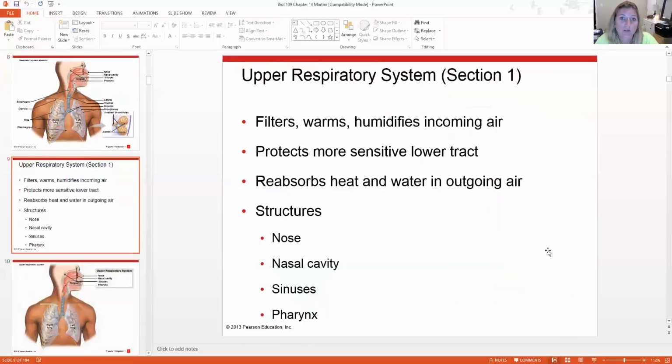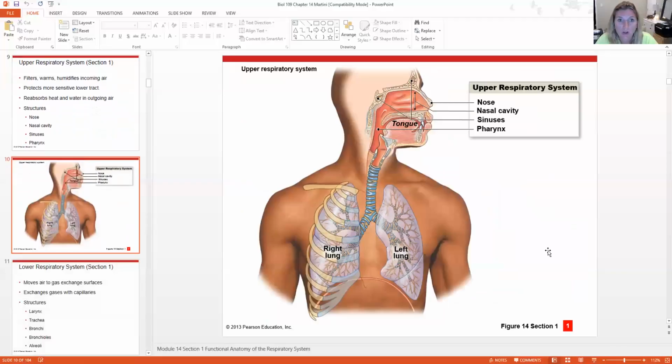So let's first talk about our upper respiratory system. Our upper respiratory system warms and humidifies the incoming air, protects that more sensitive lower respiratory tract, reabsorbs any heat or water that's in the outgoing air. The structures include the nasal cavity, the nose, the sinuses, and the pharynx. So that is all our upper respiratory system. The epiglottis here, this little lid, comes down and closes our trachea from any food or water that we're swallowing, which is going to go down this muscular tube right there, which is our esophagus. So this is the division between the upper and lower respiratory system.